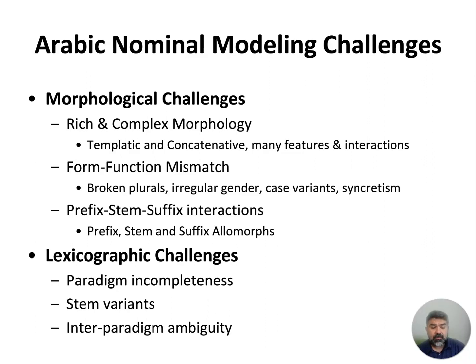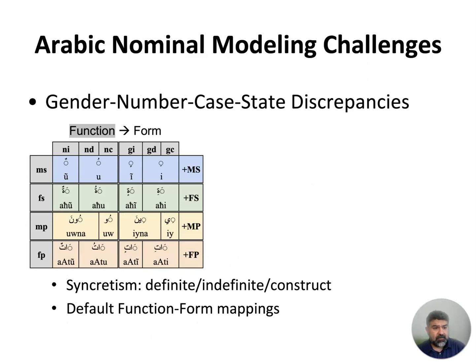From the lexicographic point of view, we also are concerned with issues like paradigm incompleteness, the multiple forms of stems that are available, and interparadigm ambiguity that needs to be modeled well. Let's take an example here, and this is heavily reduced from the fullness that you would find, of course, in the available data that we make available to you.